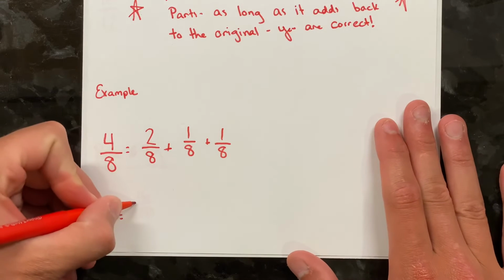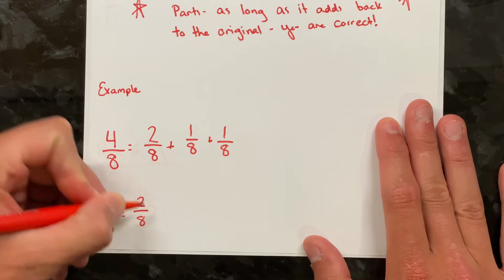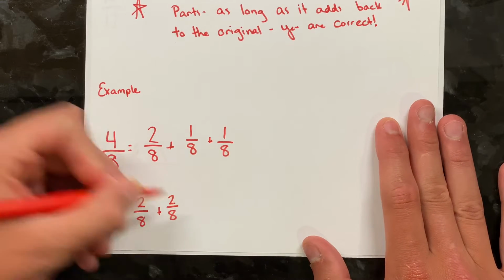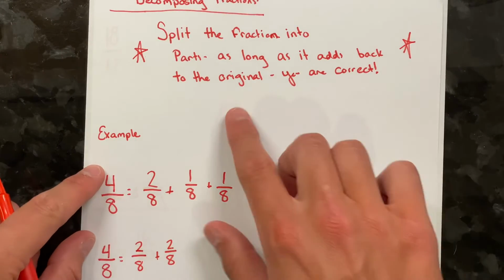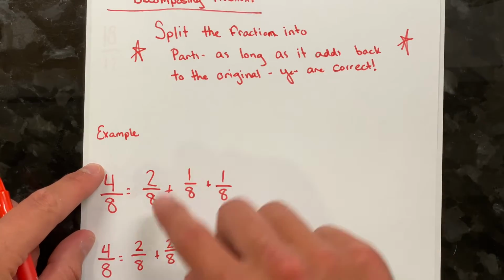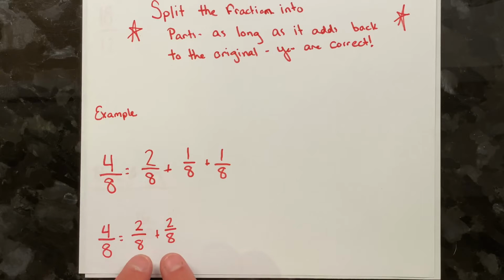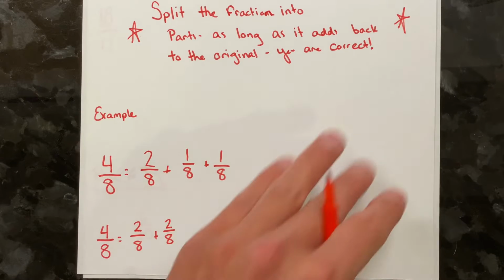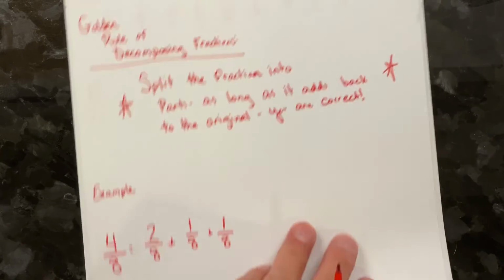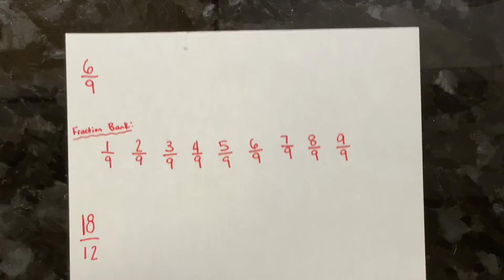I could do something as easy as 2/8 plus 2/8. Again, that golden rule, as long as everything adds back up to the original fraction being 4/8 in this case, as long as it all adds back up, we're set. So 2/8 plus 2/8, yes, of course, that's 4/8, and 4/8 is my original.